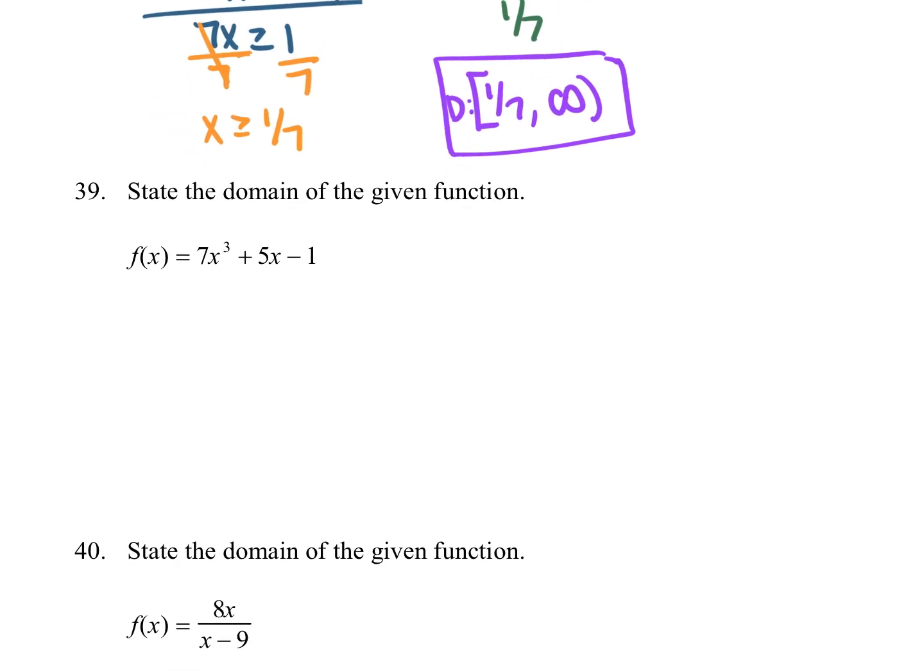For number 39, the domain of the given function is all real numbers since x is not in the denominator, nor is it under a radical. So that's just from negative infinity to positive infinity.